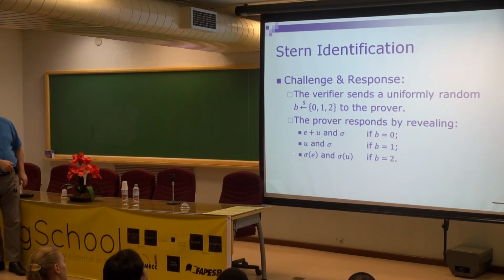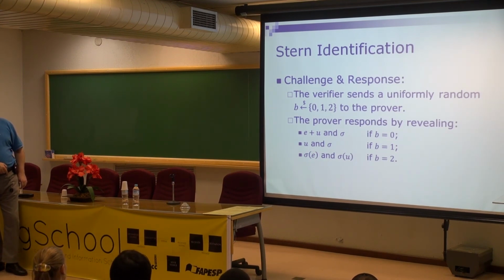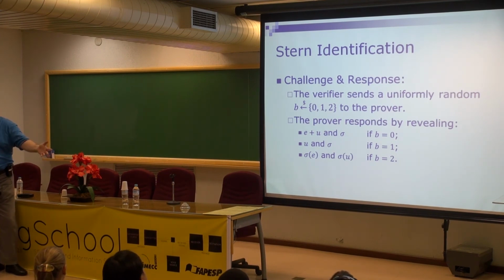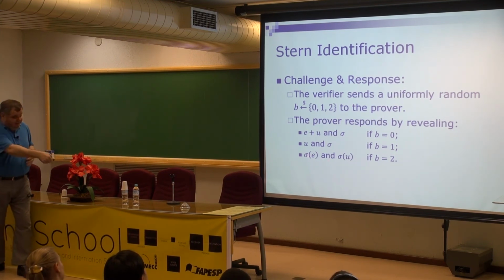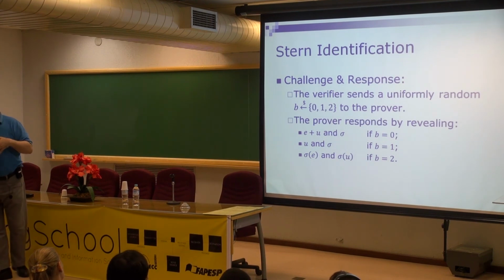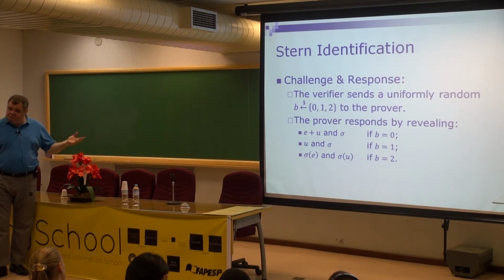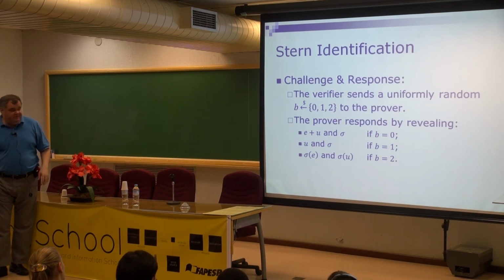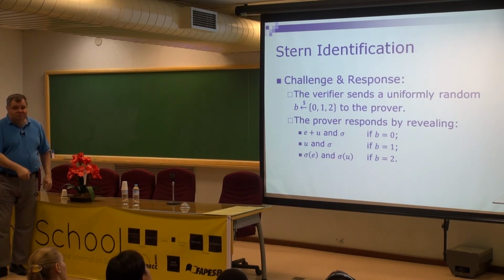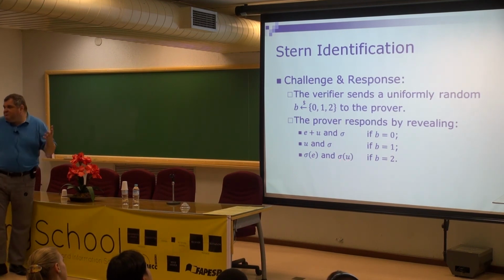And if B is 2, we apply sigma to E and to U. We are revealing this. Are we really revealing anything about the private key? No, because any vector of length n and weight t is a permutation of any other given vector of the same length and the same weight. So it's essentially a random error pattern. We are also revealing the same permutation of a random and unknown vector u.